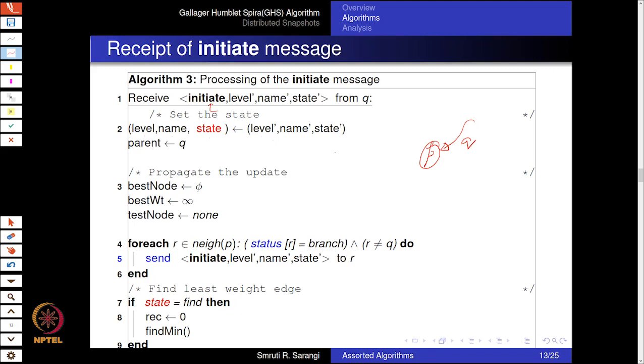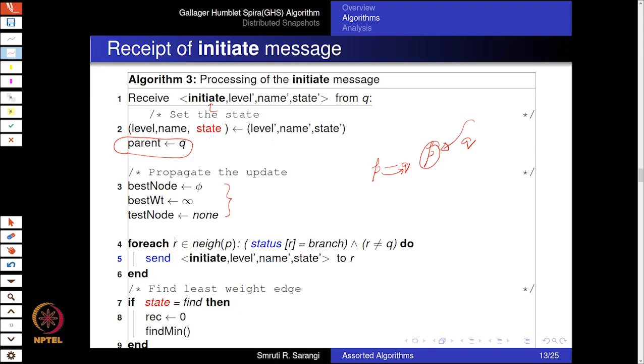Furthermore, given the fact that this is the combining edge, I set my parent equal to Q. Okay. So if this is PQ, I set my parent equal to Q. Then what I do is I propagate the update. So I define a few local variables, best node, best weight and test node. We'll see what these are.